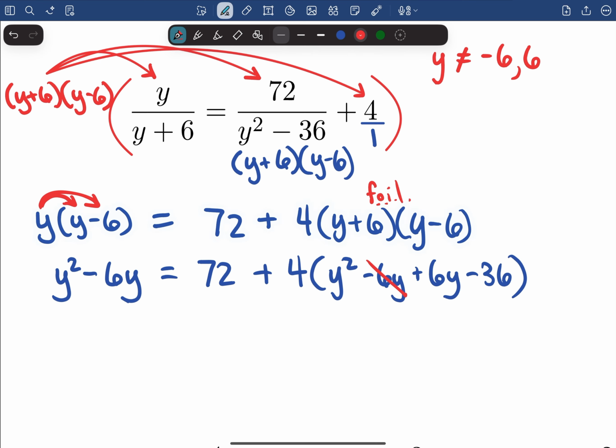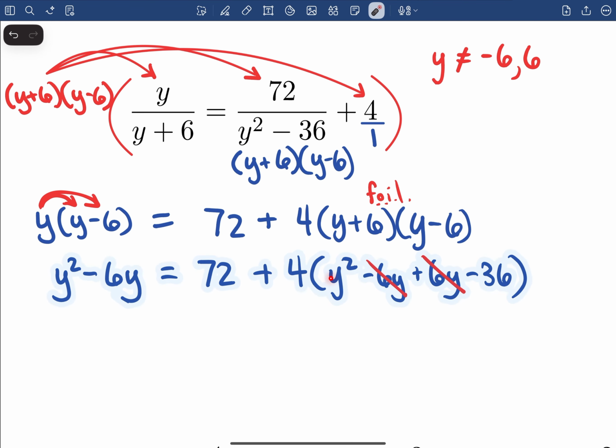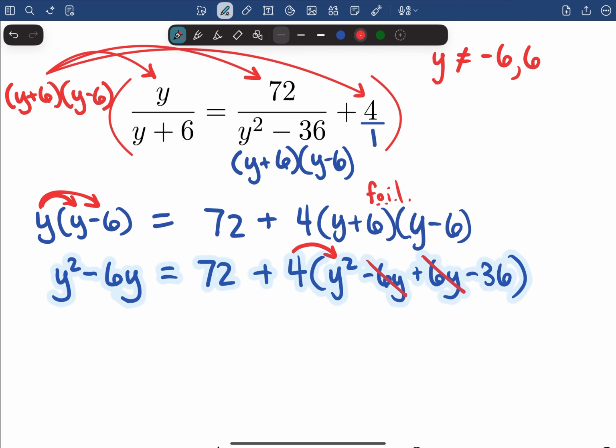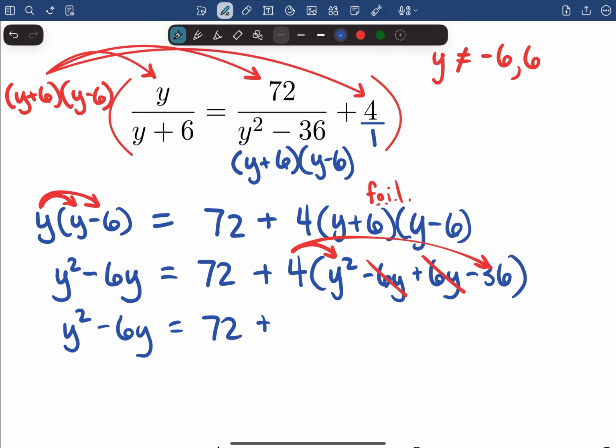And yeah, this outer and inner terms of FOILing will cancel. And what it does is it just gives us back that y squared minus 36 that we had right here, right? Because that was the factored version. Great. And now I'm going to distribute this 4 into that y squared term and that negative 36 term. And let's start to clean it up little by little. So I have a y squared minus 6y equals 72 plus 4y squared, and then minus, well, 120 and 24, 144. Sounds good to me.